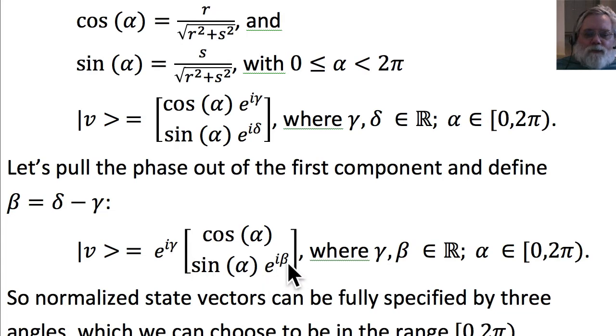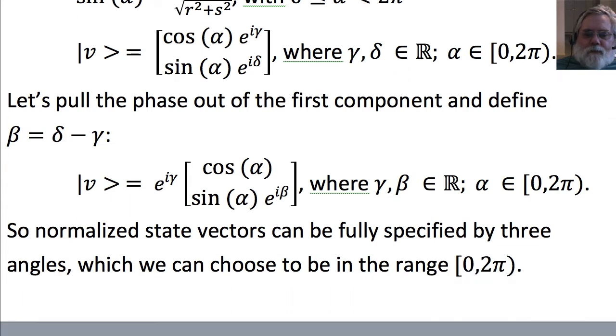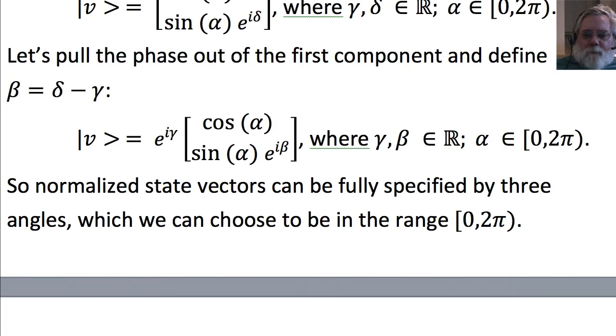In doing that, we have to adjust the phase in the second component. We'll do that by defining beta as delta minus gamma. So we get that ket v, the same ket v, we haven't changed ket v, is e to the I gamma times a column vector that is cosine alpha and sine alpha e to the I beta. So normalized state vectors can be fully specified by 3 angles, and we can choose those angles to each be in the range 0 to 2 pi if we want.